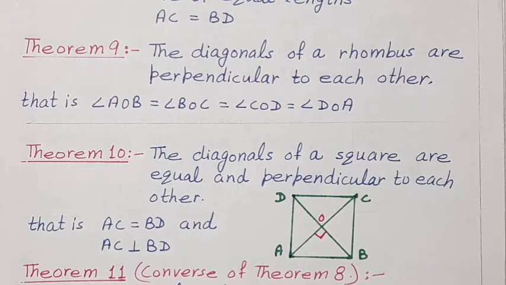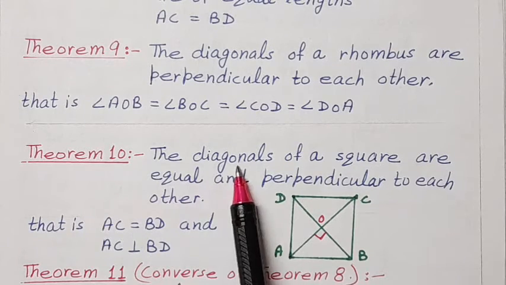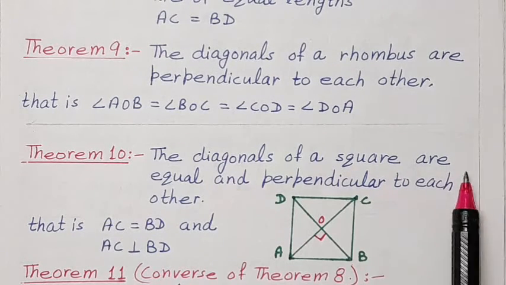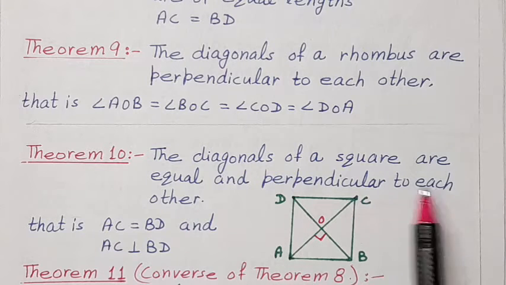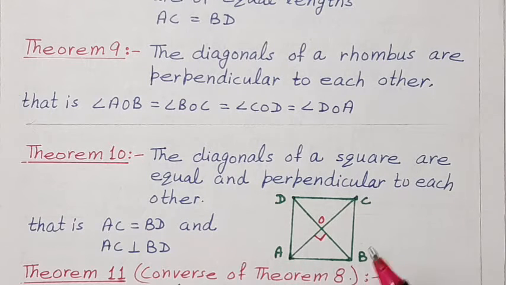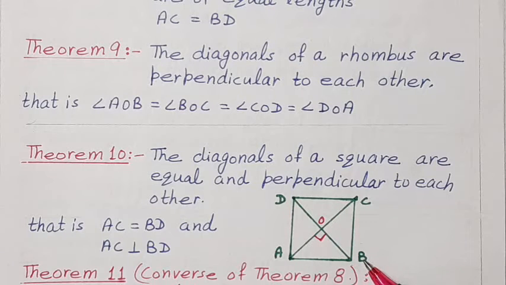Clear? Now theorem number 10 is, the diagonals of a square are equal and perpendicular to each other. That means AC is equal to BD as well as AC is perpendicular to BD. So all angles are of 90 degrees each. I hope it is clear to everyone.